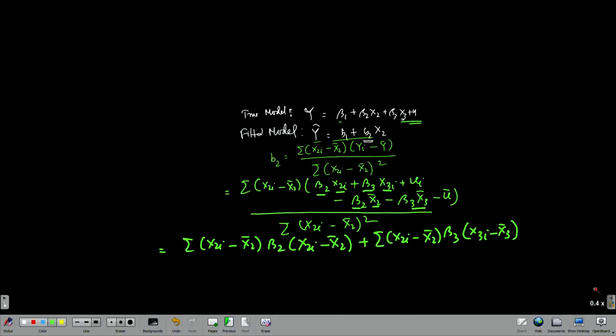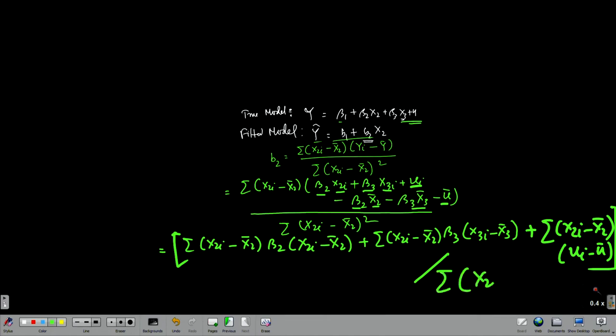It is really getting a little cluttered, but let us see. And then I have this ui and u bar. So, all I have is x2i minus x2 bar into ui minus u bar. And for all the terms, I divide by this denominator. Let us see what I get from here. Let me use the space of this page and write it. Here you see, this term and this term actually result in this term, and all you are left with is beta 2. So, you have a beta 2.